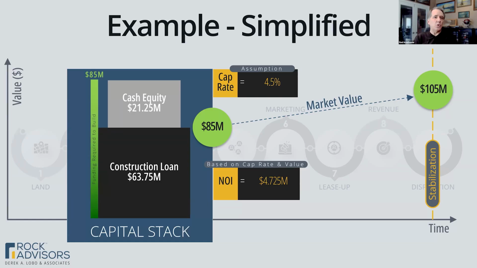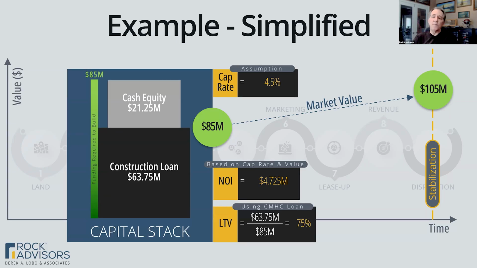And so that is the cap rate we assumed. The NOI was simply calculated from the formula that we used. And those are two very important elements. The last one, let's look from the loan or the lender's perspective.